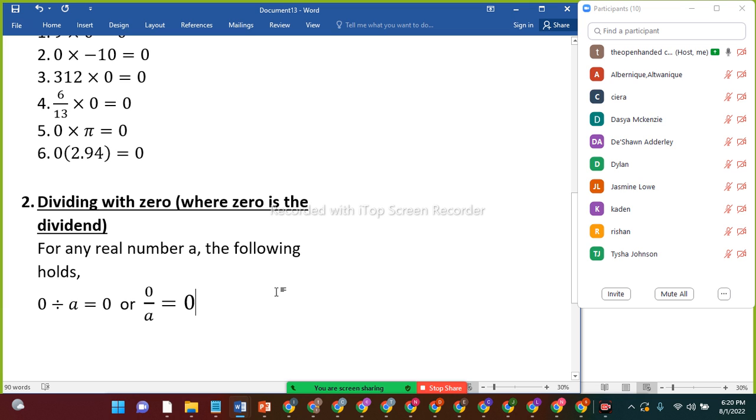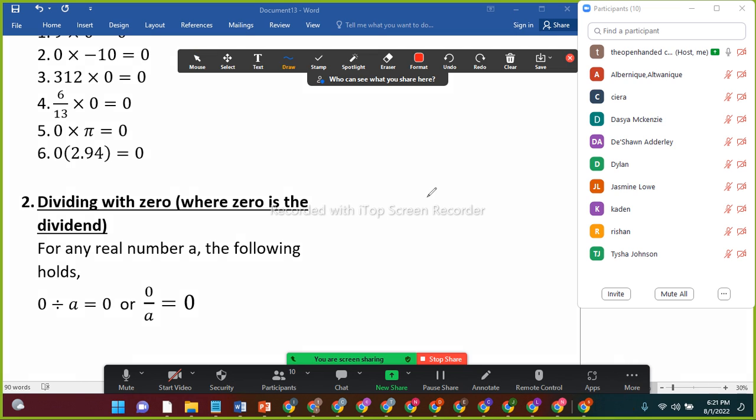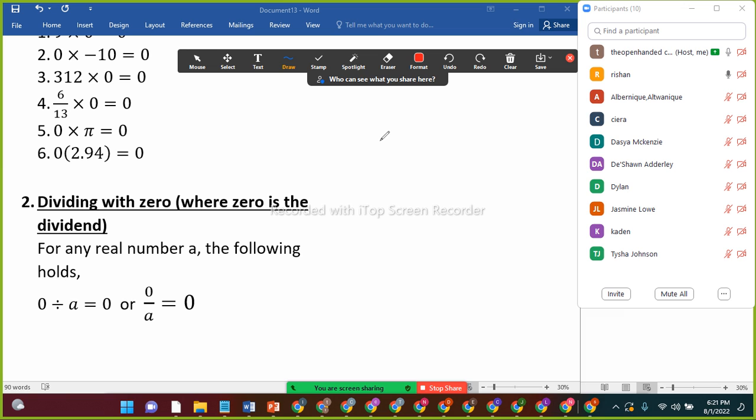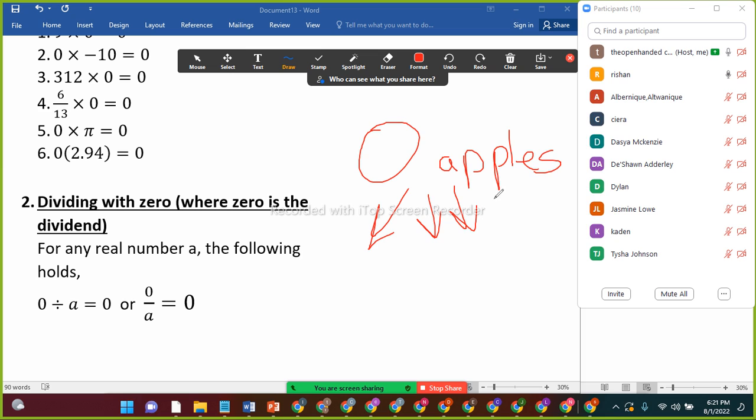Think about it. If I have 0 apples, and I want to take those 0 apples and share them among 5 people, how much will each person have? You'll get 0 apples because ain't no apple to share. Exactly. If I have 0 apples and I want to divide it among 5 people, each person will get 0 apples because there are no apples. And so 0 divided by any number is still going to be 0.